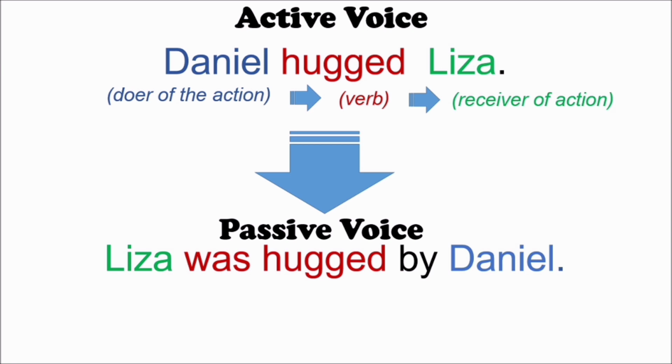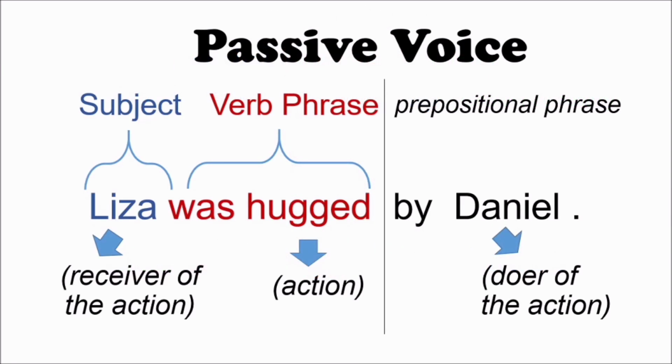Now, look what happened to passive voice. Focus on the structure. A while back, our subject was Daniel, the doer of the action. Now look who is now the subject of the sentence. It's now Liza, the receiver of the action. And look what happened to our verb. It now turned into a verb phrase. Why? Because it is now a combination of the past tense of the verb be, which is was, and of course our main verb, hugged.